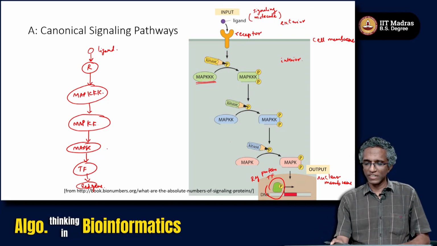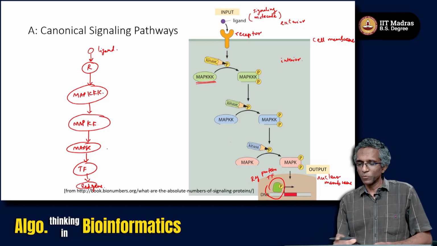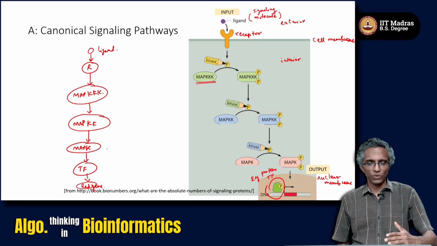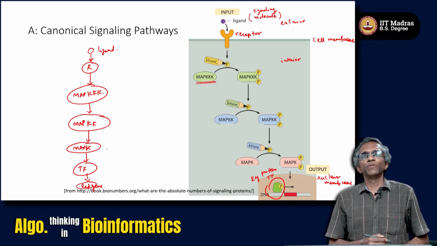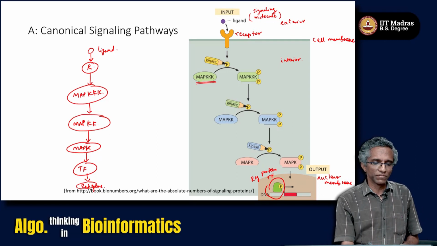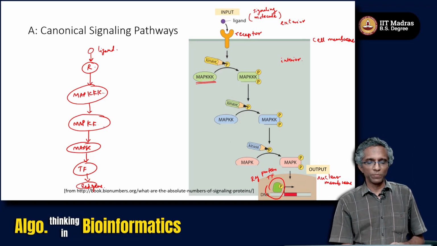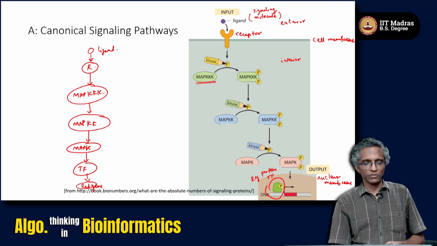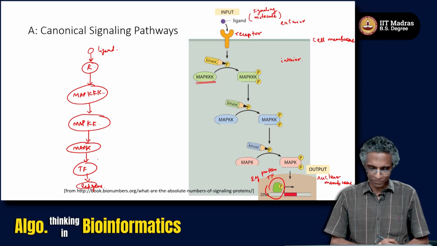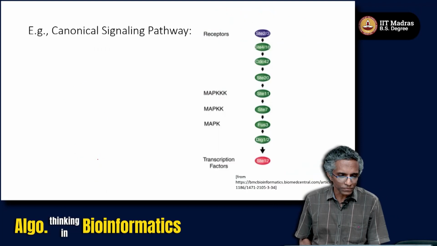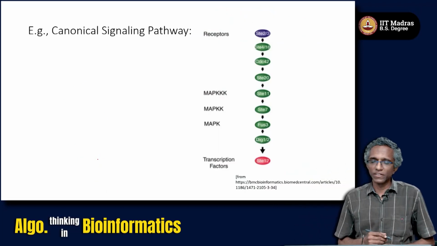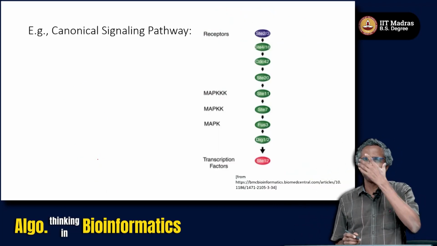Okay. So, what is shown on the right is a bit more biology being shown. On the left we are showing it as a series of protein interactions, right. So, you have this receptor protein interacting with MAP triple K interacting with MAP double K, and so on. Okay. And that is shown here for a particular example in yeast.